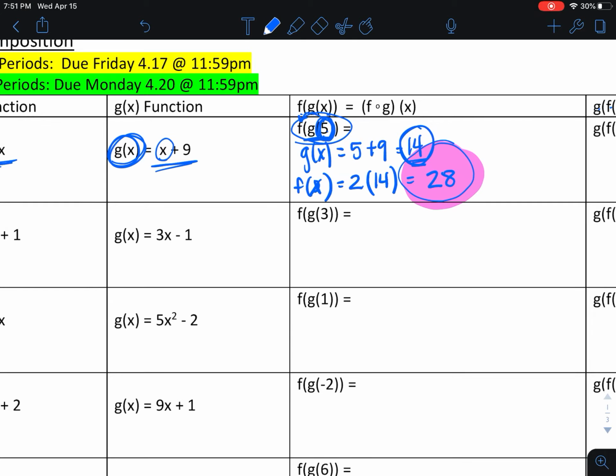Okay, now we're going to do it the opposite way. Sometimes people think, oh, it's just opposite, so it's still going to be the same answer, but it's not at all. Sometimes it can turn out to be the same answer, but more than likely it's not going to.